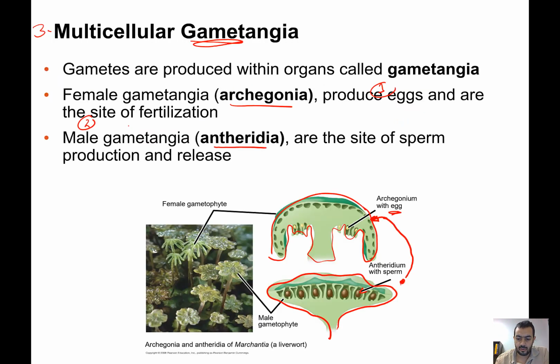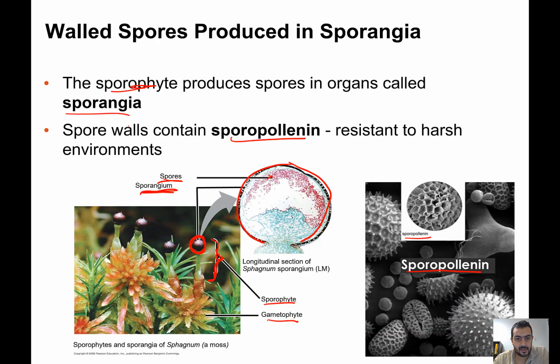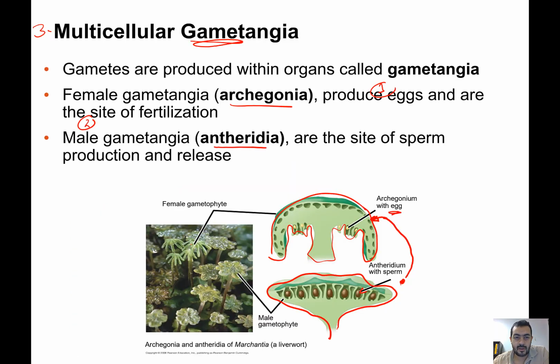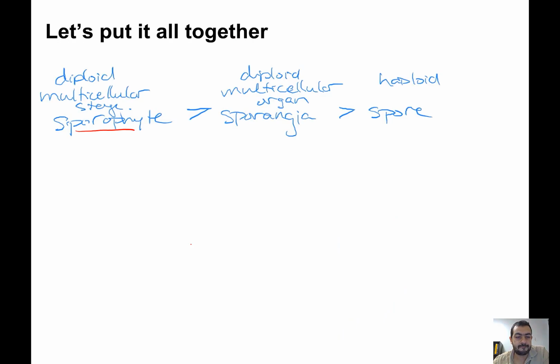It includes many organs. If you go back to this slide, this is the sporophyte. The sporophyte includes many organs. One of these organs is the sporangia. If we think about the different terms, sporophyte, sporangia, and spore, we can say that sporophyte is bigger than sporangia because sporangia is just an organ within the sporophyte stage. So sporophyte is bigger than the sporangia, which is bigger than the spores.